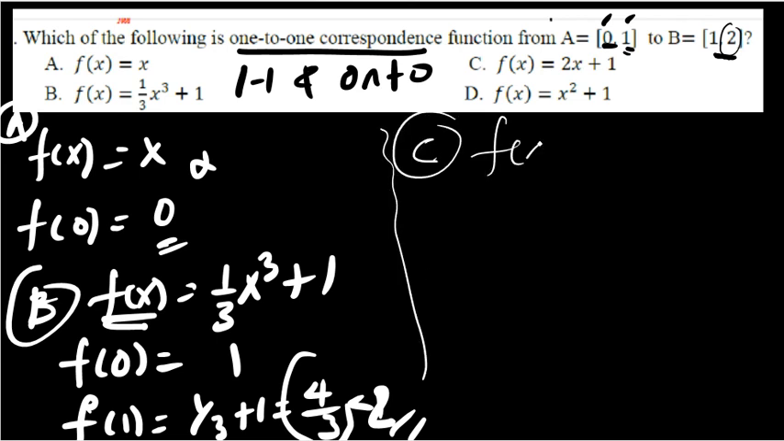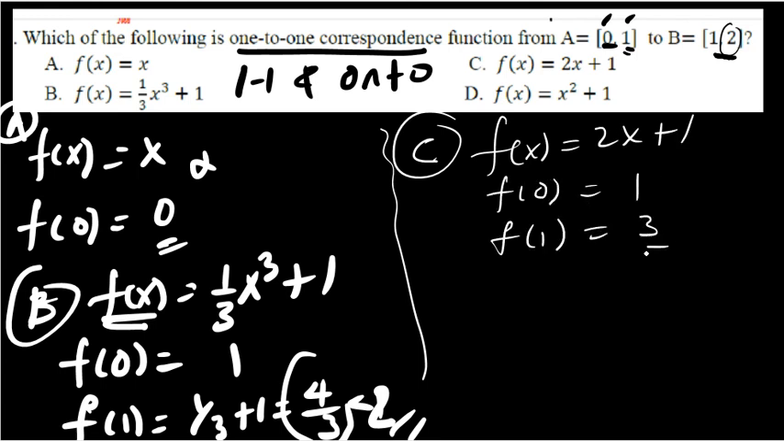C, f of x is equal to x plus 1. Let us substitute 0. f of 0 is 1, and f of 1 is 3. You see the 3? The 3 is not found in the range here. When you substitute the largest input, which is 1, the outcome is 3. The 3 is not found in the range, so it's not a one-to-one correspondence.